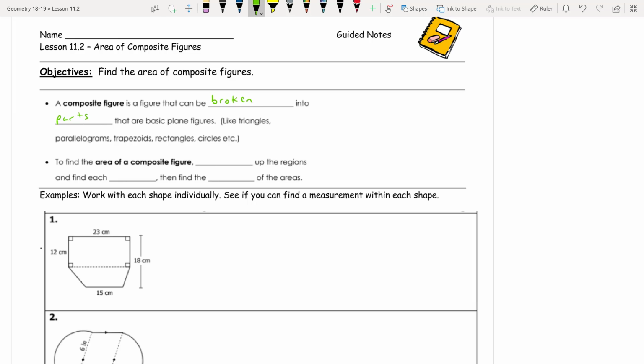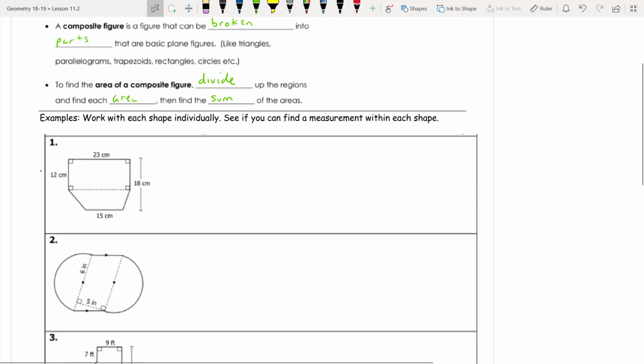And those parts are going to be things that we know formulas for. Triangles, circles, rectangles, parallelograms, trapezoids, and so on and so forth. And the process to finding the area of each composite figure is to divide up the regions and then find each area, and then you add them up to find the total area. So we're going to divide the figure into things that we know how to solve, and then once we found each part, we just add them up. We just find the sum.